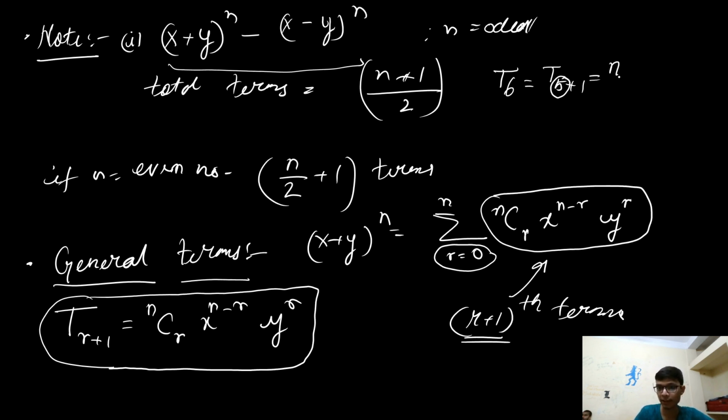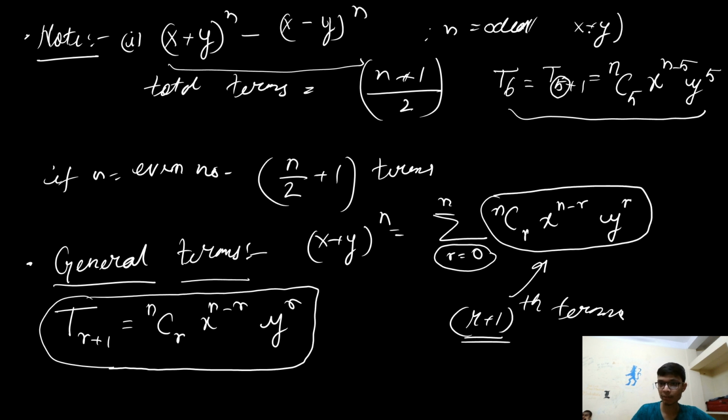That means this particular term will become, for example, if the index of this expression is n, you take this as nC5. Then the variable x to the power n minus 5 and the other variable y to the power 5. So this is how you write the sixth term of any binomial expression, let me write the expression as (x plus y) to the power n.